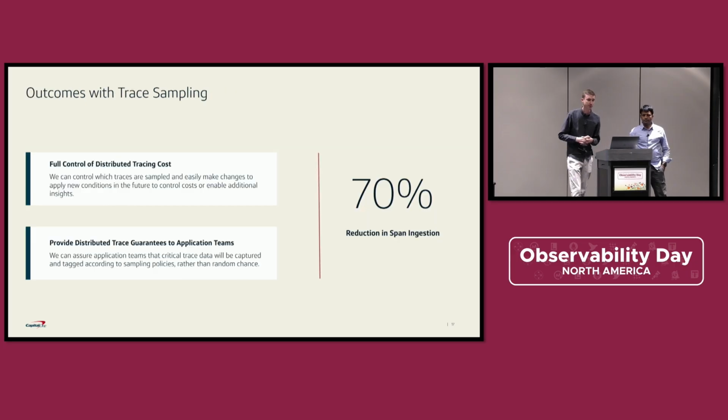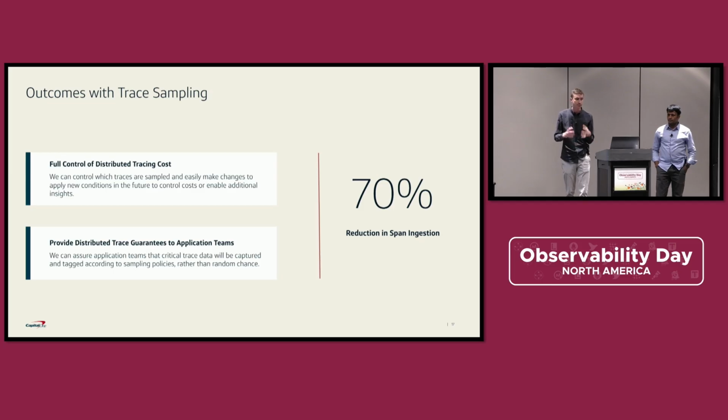So looking at our deployment, we saw two key benefits to getting trace sampling deployed out to our production environments. The first is that now as a centralized team that's managing these platforms, we have control over the cost of our distributed tracing. And what that meant for us is that we can now make changes now and in the future to ensure that widespread adoption of distributed tracing is possible with the budget and allocation of resources we have for OpenTelemetry.